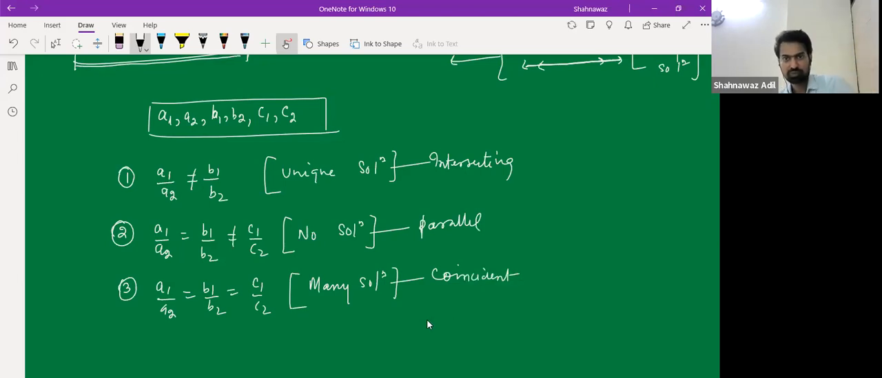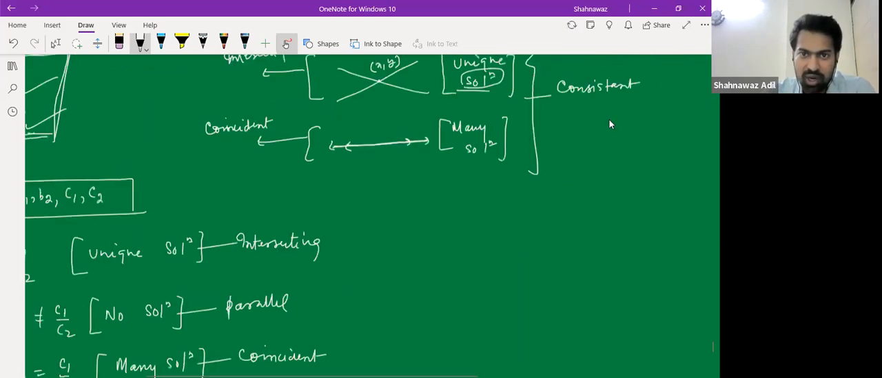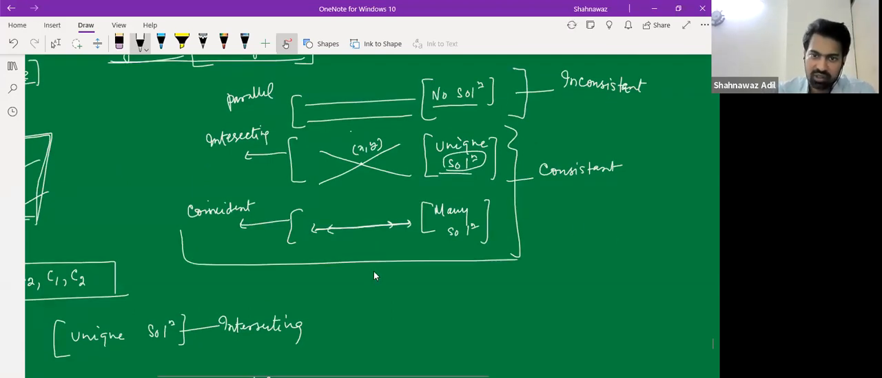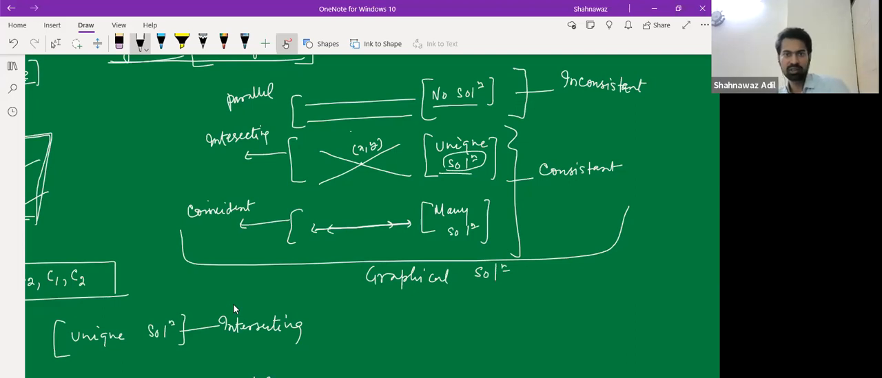Understood, guys? Okay, sir. So you first note down this part. This is from the graph, the graphical solution. And this is the algebraic part. Please note down this part. Whenever you finish noting this part, please let me know. I will scroll down this way.